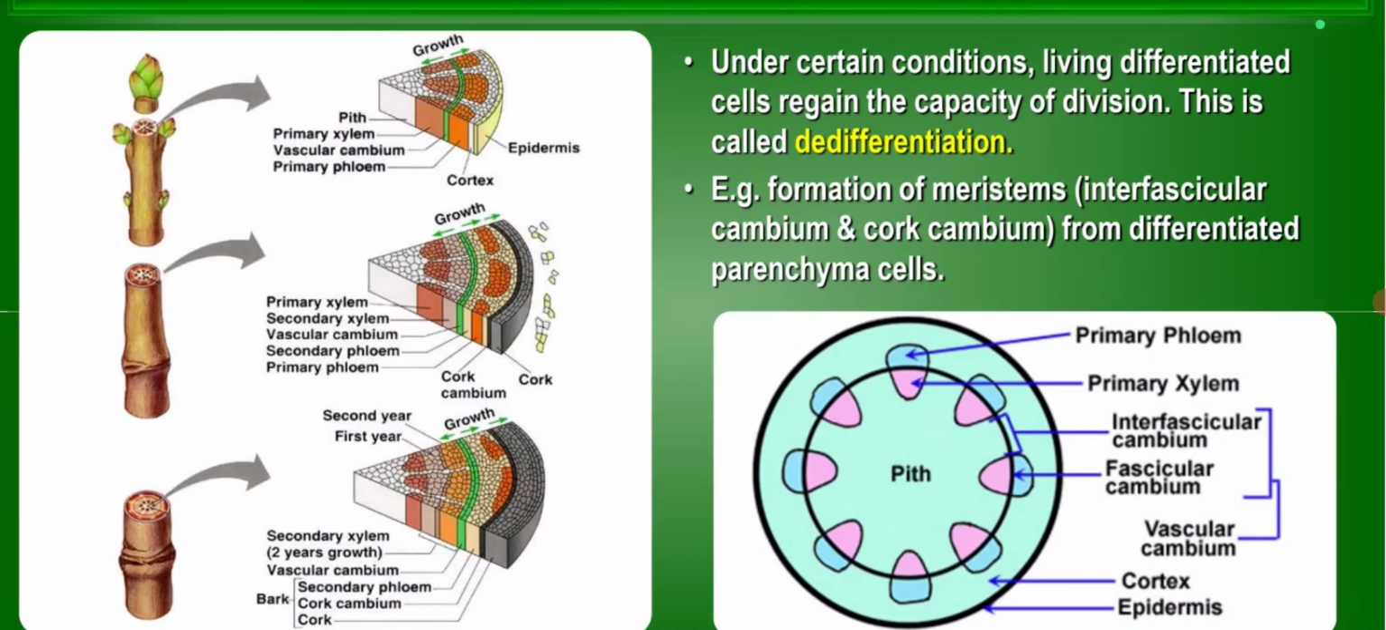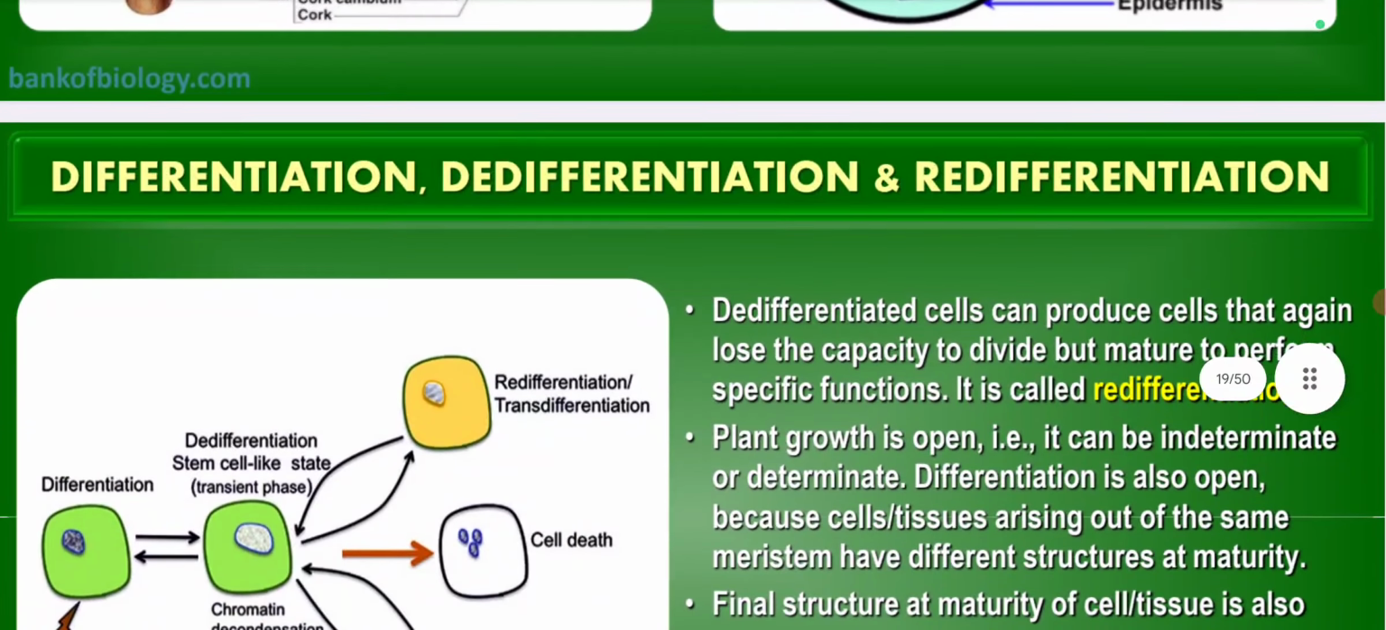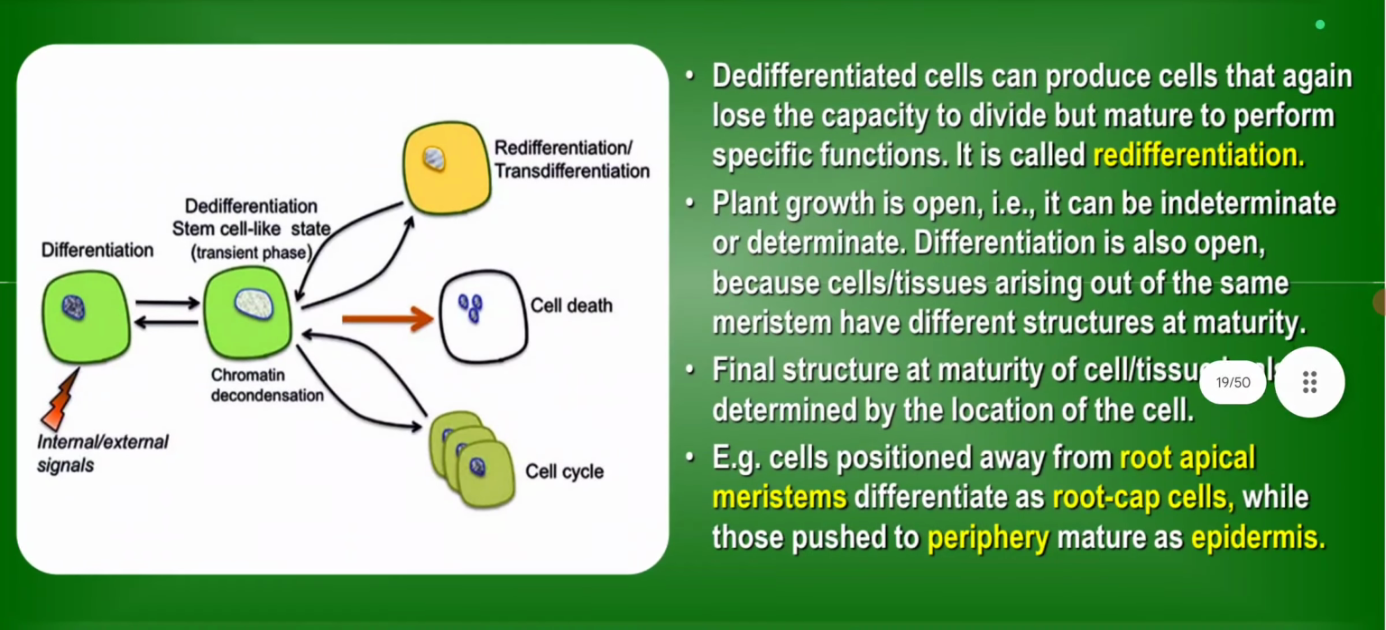Under certain conditions, living differentiated cells regain the capacity of division. This is called dedifferentiation. Example, formation of meristems, interfascicular cambium and cork cambium from differentiated parenchyma cells. Dedifferentiated cells can produce cells, then again lose the capacity to divide but mature to perform specific functions. It is called redifferentiation, or also called transdifferentiation.